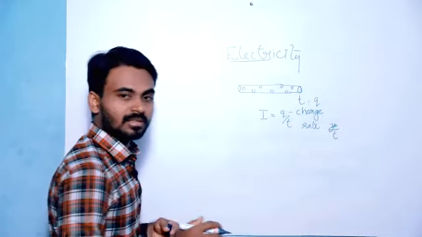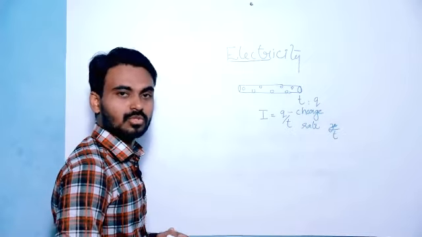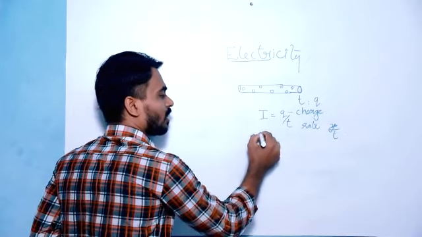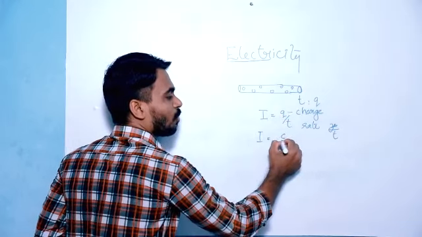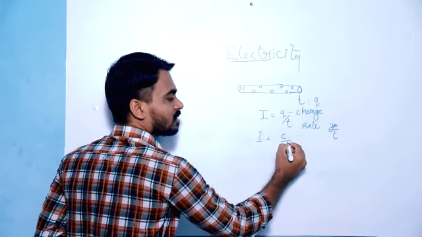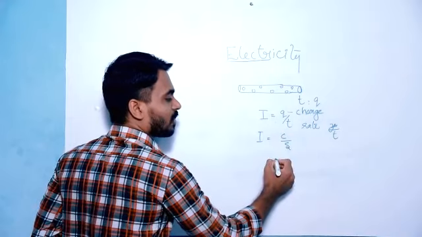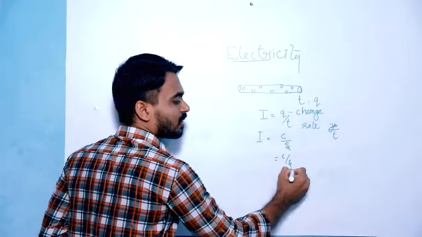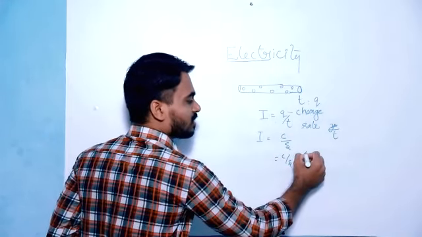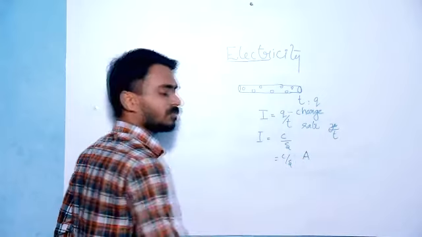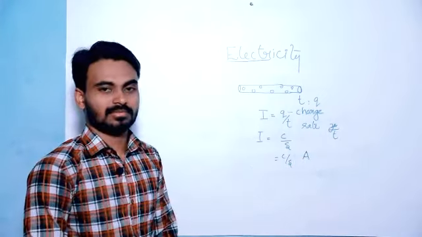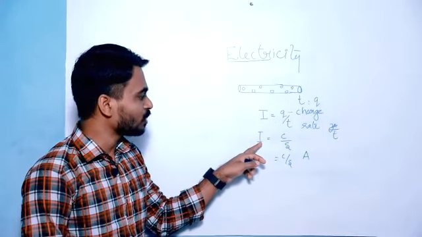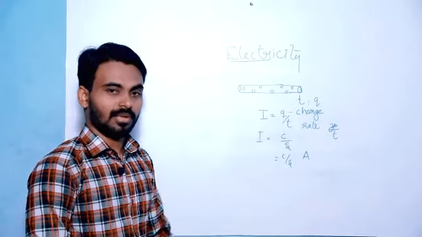If you define a term, we need the unit of that term also. Unit of current I: the unit of charge is coulomb, the unit of time is seconds, so coulomb per second. This coulomb per second is otherwise called ampere. So the unit of current is ampere.